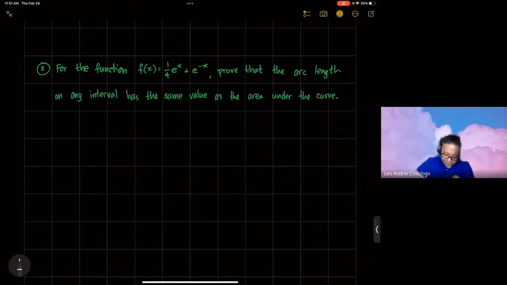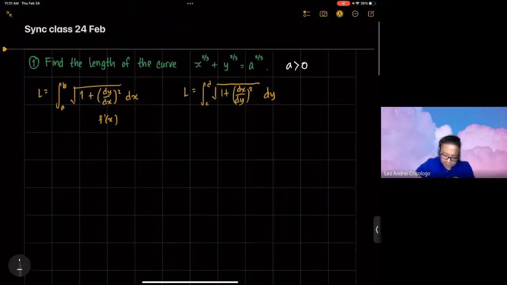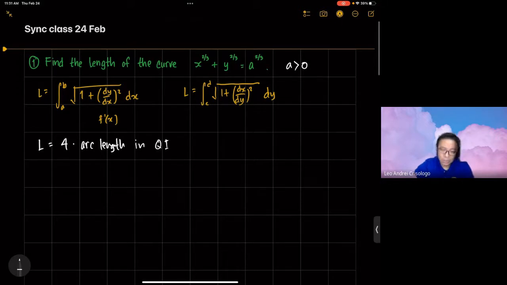So our formula or ang magiging approach natin is that the length is actually 4 multiplied by the arc length in Q1 or Q2 or Q3 or Q4. Pero Q1 na lang para positive lahat ng values na i-work natin. So, we need to find an expression for y.